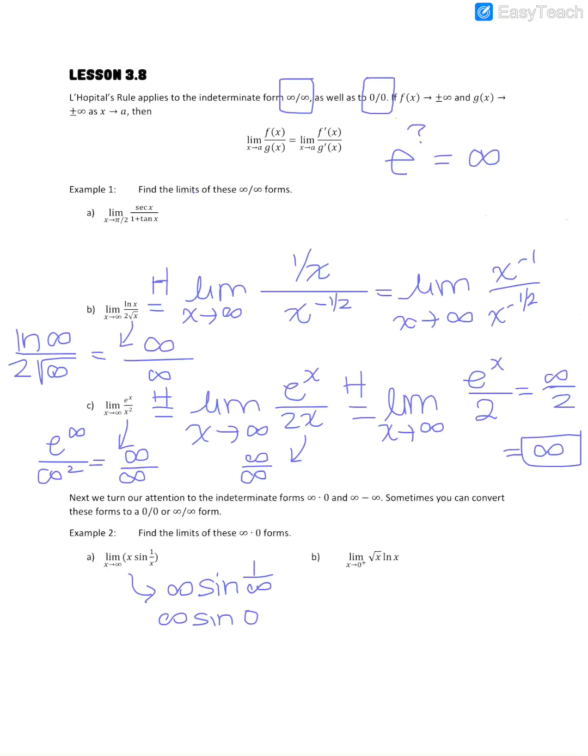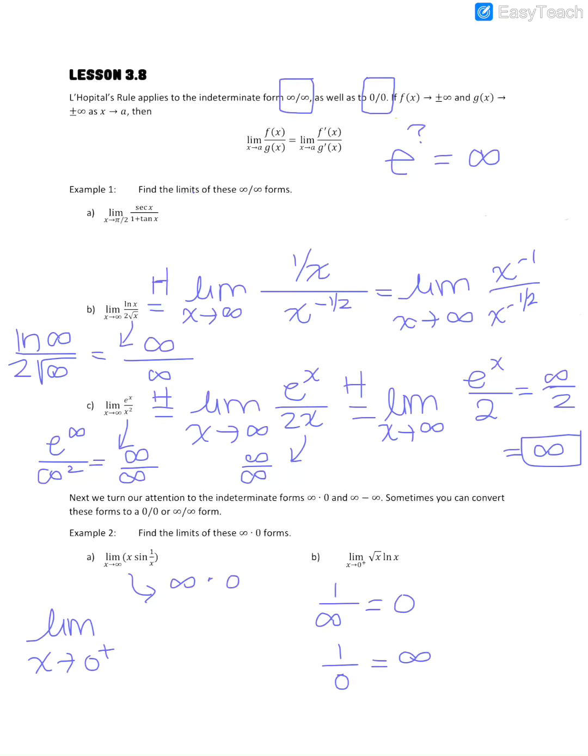So we are going to try to manipulate this so that it's not in that form. We're going back a ways. I don't know if you guys remember this, but we're going to use the fact that 1 over infinity equals 0 and 1 over 0 equals infinity. So what we're about to do is instead of going to infinity, we're going to go to 0 plus, and that makes x the reciprocal, 1 over x, sine instead of 1 over x, just x.